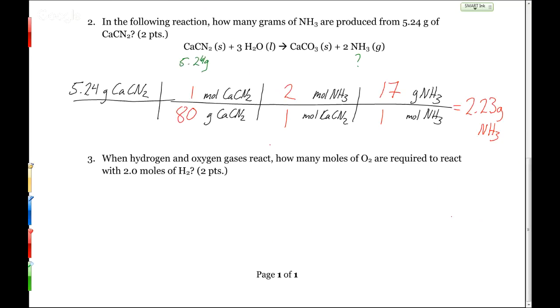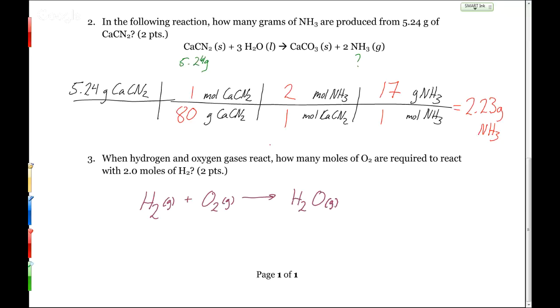And then finally, the last one: when hydrogen and oxygen gases react, how many moles of oxygen are required to react with 2 moles of hydrogen? So hydrogen gas and oxygen gas. We've done this reaction quite a bit. What does it form? Water. Yep, H2O.